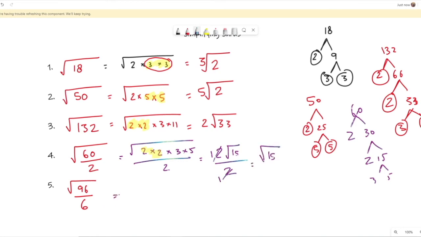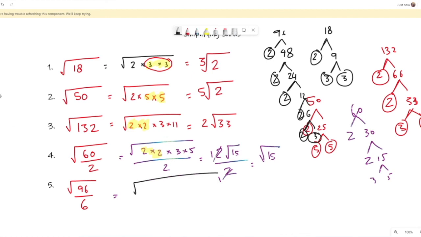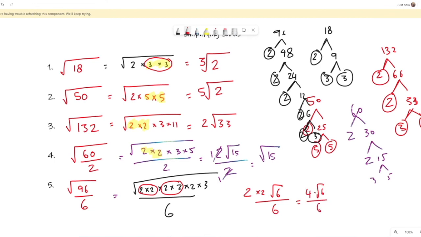And then the last example, 96. Let's do the prime factorization of 96. 96 will be 2 times 48. 48 will be 2 times 24, 2 times 12, 2 times 6, and 2 times 3. So it's 2, 2, 2, 2, 2, and a 3. So it's going to be like this. So here I can see a group of 2s, one 2 is out, another group of 2s, one more 2 is out, and then 2 times 3 is inside, that is 6 is inside, and there is a 6 below. So it's 2 times 2 is 4, root 6, over 6 we can simplify, 2 times 2, 2 times 3, so it's 2 root 6 over 3.